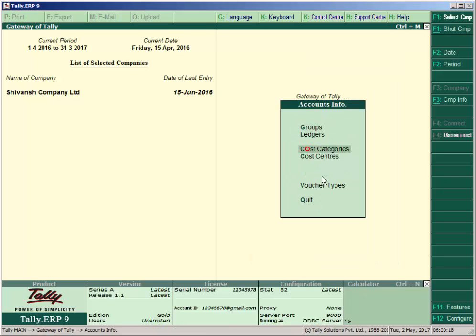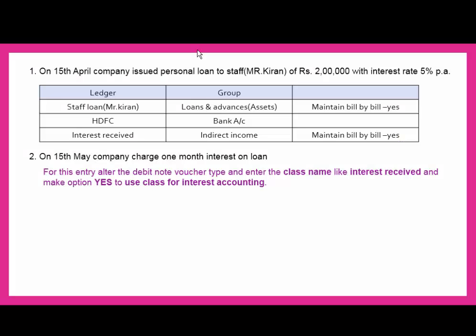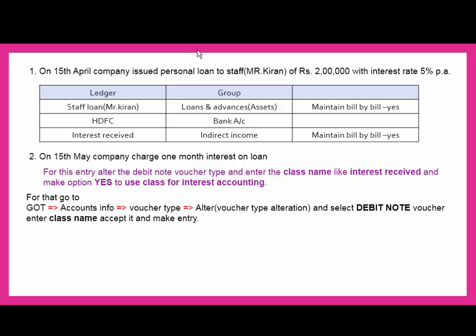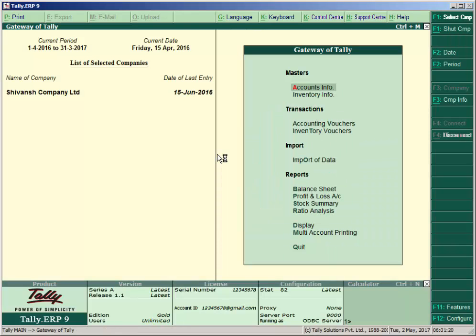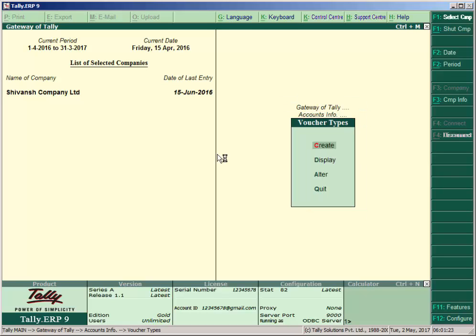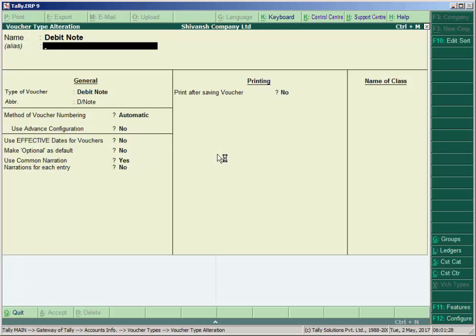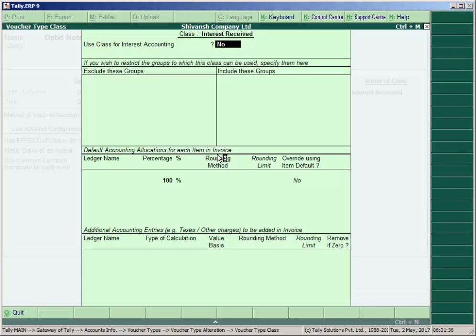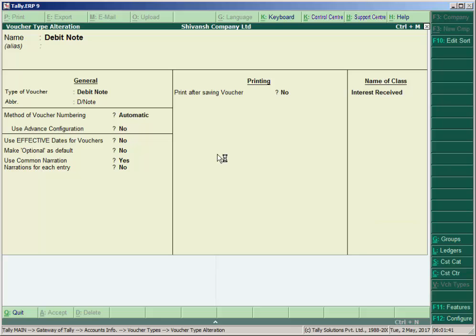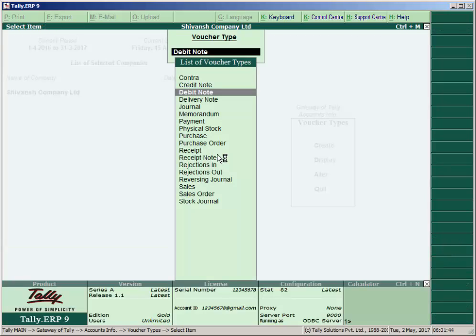So go to accounts info, voucher type, and alter the voucher type debit note. You see here accounts info voucher type, alter debit note, and enter the class name like interest received, and yes for interest accounting, and accept. So press escape key.